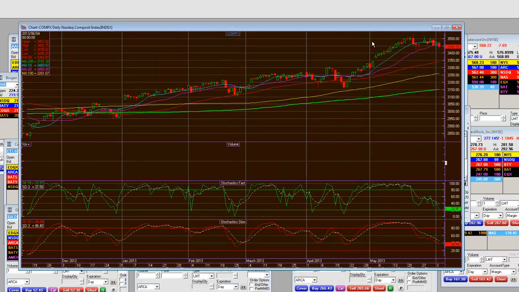So, once again, there's the daily. It's below its short-term moving averages, and it's been one great bull run, but now we have to have a correction, and we're getting short-term oversold. The volatility is going to increase.